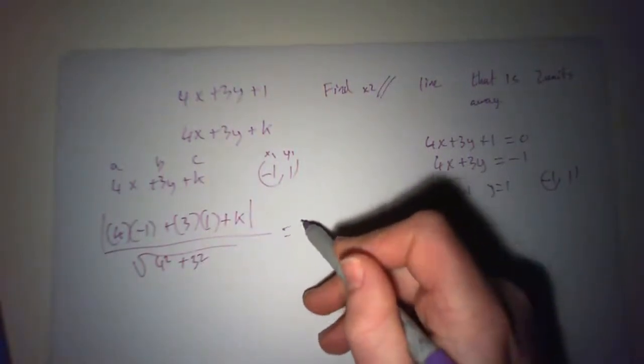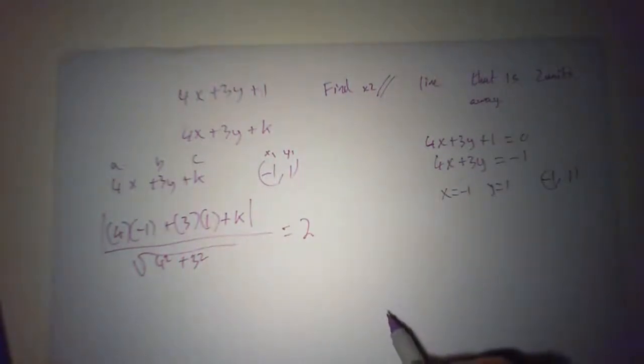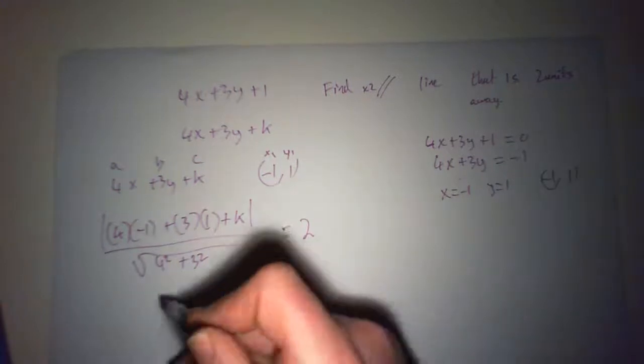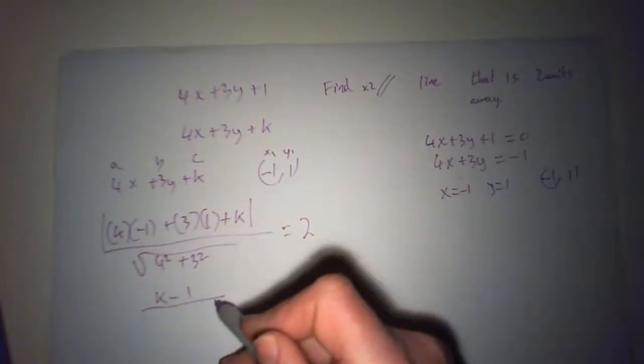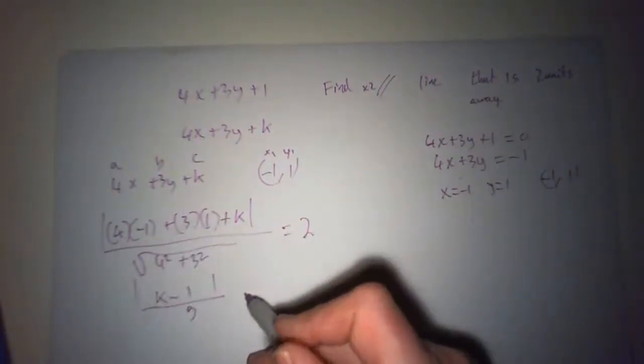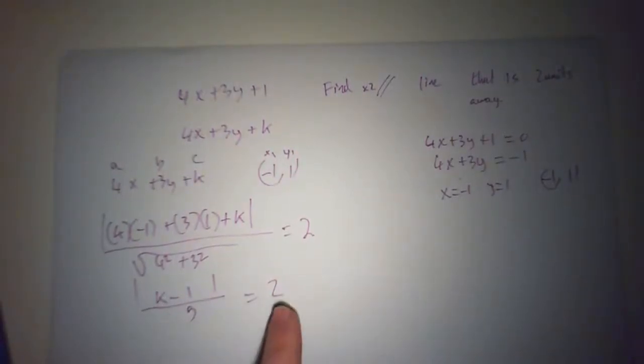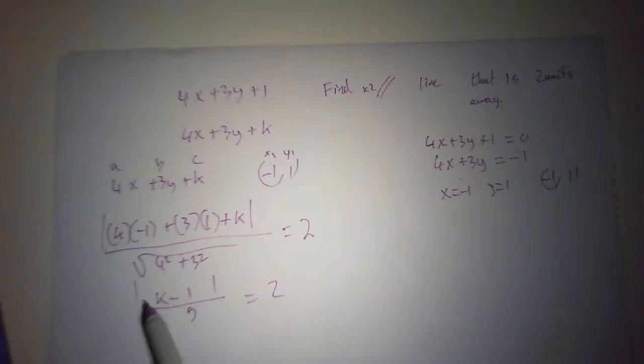And that has to be 2. Okay, it says minus 4 plus 3 is minus 1. So k minus 1 over 5, the absolute value of it has to be 2. Okay, so what are we looking for here? We're looking for a value of k that when you divide it by 5 gives you 2.